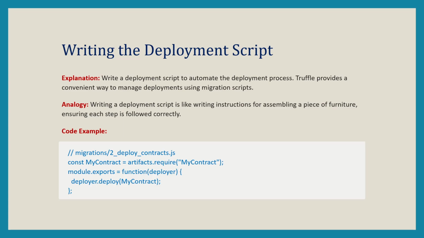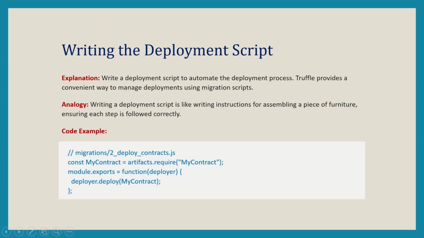So just to clear everything, a migration script in the context of blockchain and Ethereum development is a script that automates the process of deploying smart contracts to the blockchain. It will help you manage the life cycle of contracts, including deploying new versions, updating existing contracts, and migrating data from old contracts to new ones. They're very useful in a development framework like Truffle, which is widely used for building and deploying Ethereum smart contracts.